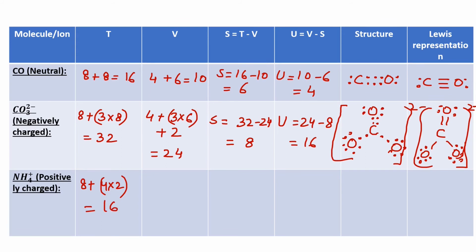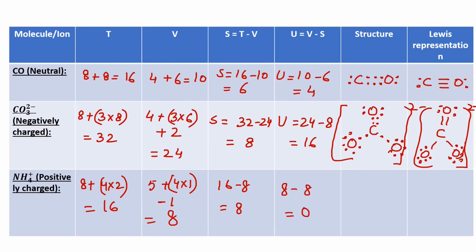Then the capital V value would be for nitrogen, the valence electrons are 5 plus for hydrogen it is 1, so 4 into 1, and the charge is plus 1, so it would be minus 1 here. So in total we will get the value as 8. S would be 16 minus 8, so it would be 8, and U would be 8 minus 8, so it would be 0.